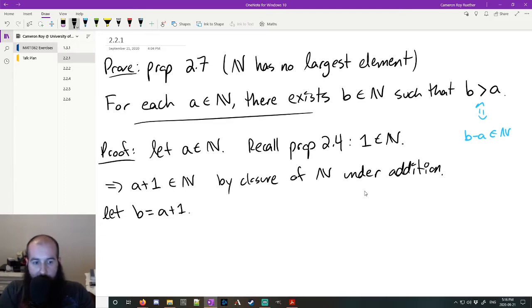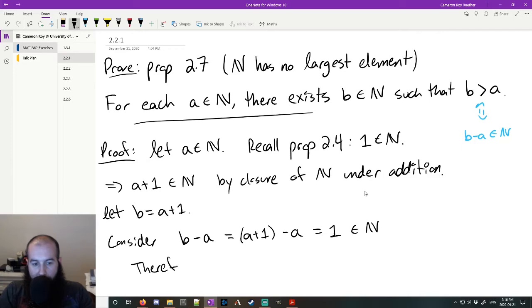So we can consider b minus a. b is a plus 1, so this is a plus 1 minus a, which is equal to 1, which we know is a natural number by proposition 2.4. So therefore, b is greater than a, and that completes the proof. For any natural number, we can construct a natural number b such that b is greater than a, so such a number exists.